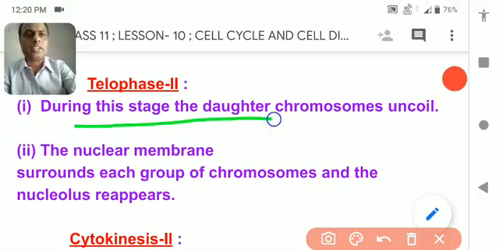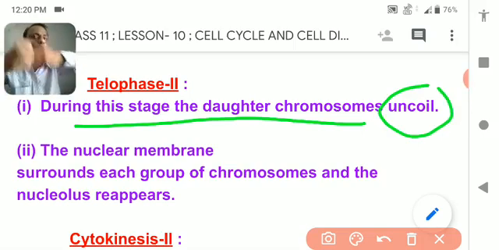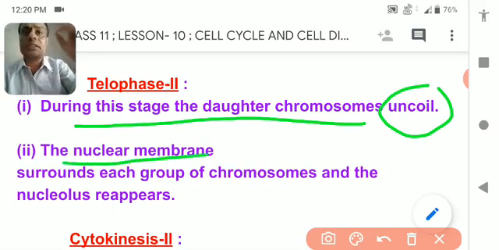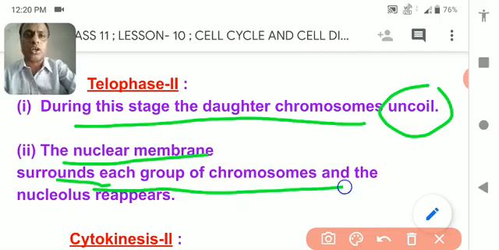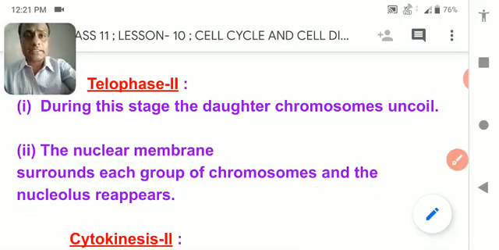During telophase, the daughter chromosomes uncoil. The same thing happens: it has been coiled during prophase and uncoiled during telophase. The nuclear membrane, which disappeared during prophase, reappears over here. Nuclear membrane formation takes place and it surrounds all the chromosomes. The nucleolus again reappears and the centrosomes condense, become very small and remain aligned near the nucleus. So what happened next?